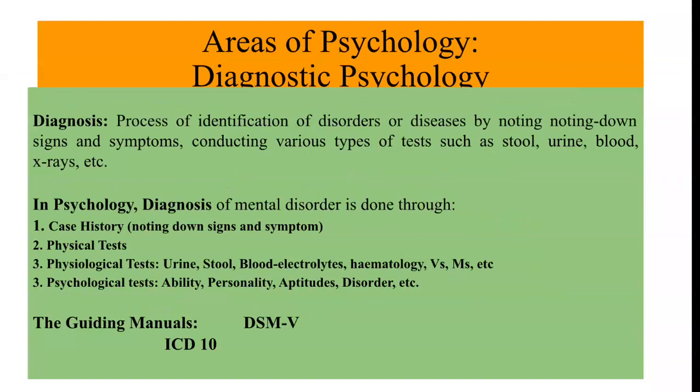In psychology, diagnosis is basically used for mental disorders, and the common method used in diagnostic psychology is case history, which is noting down the signs and symptoms of the person. What is the difference between signs and symptoms? Signs are those characteristics of a particular psychological disorder which are observed or noticeable by the psychiatrist or psychologist, and symptoms are those characteristics which are told by the patients.